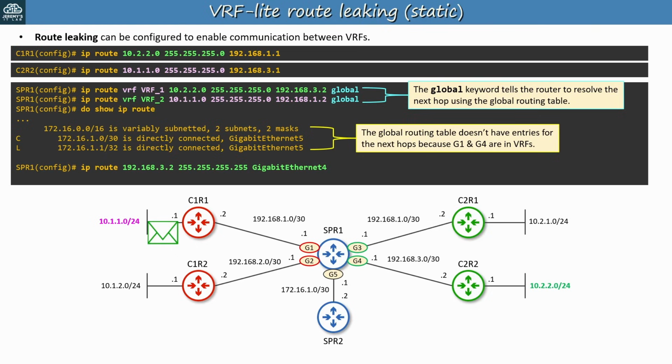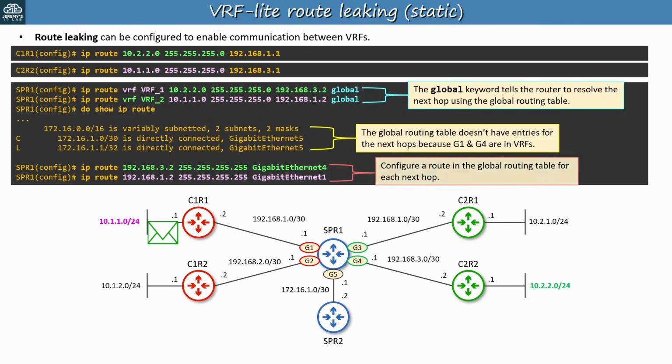To fix that, let's tell the global routing table where those next hops are located. I configured a directly connected static route to 192.168.3.2/32, C2R2's address, telling SPR1 that it's connected to G4. And then a similar route to 192.168.1.2/32, C1R1's address, connected to SPRG1. So you should configure a route in the global routing table for each next hop. And now, our route leaking configuration is complete.